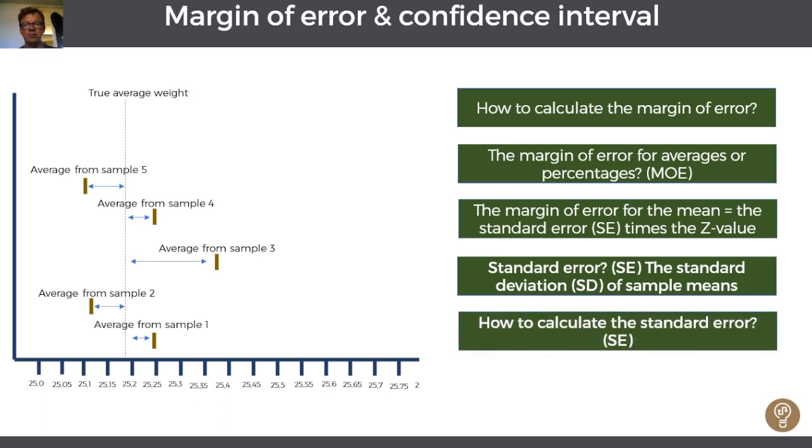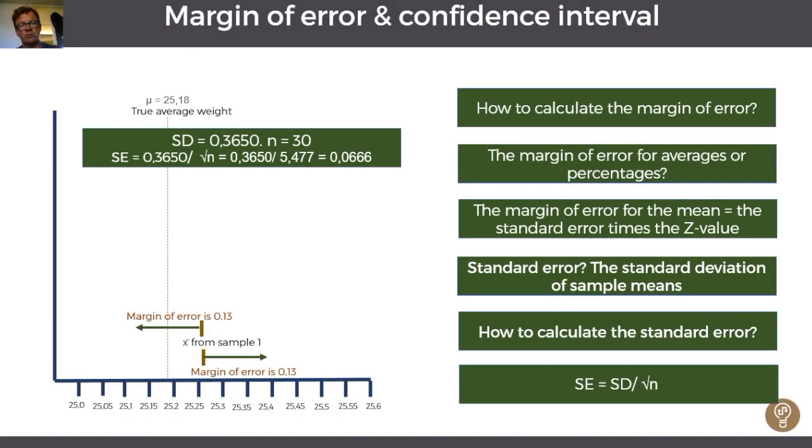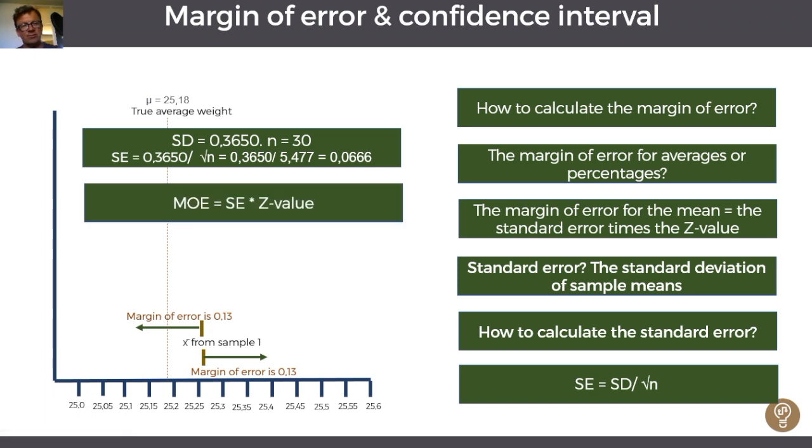And how do you do that? Well, it's the standard deviation of one sample divided by the square root of your sample size. So the sample size was 30 products. So the standard error is the standard deviation, and that was 0.365. You divide it by the square root of the sample size of 30, and then you see that the standard error in this case is 0.0666. Well, you use that to calculate the margin of error, and that's the standard error times the z-value.